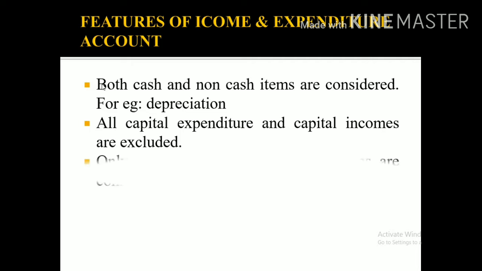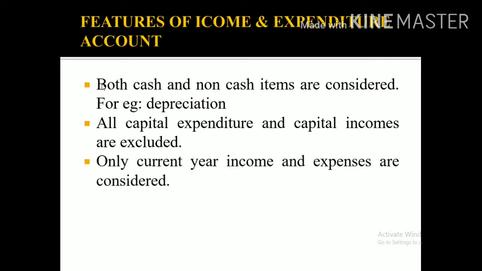So point number 7, only current year incomes and expenses are considered. It considers current year incomes and current year expenses. Here it is very important whether the amount that is received belongs to the current year, because if the amount is received for the previous year or the next year, then it should not be included in the income and expenditure account.